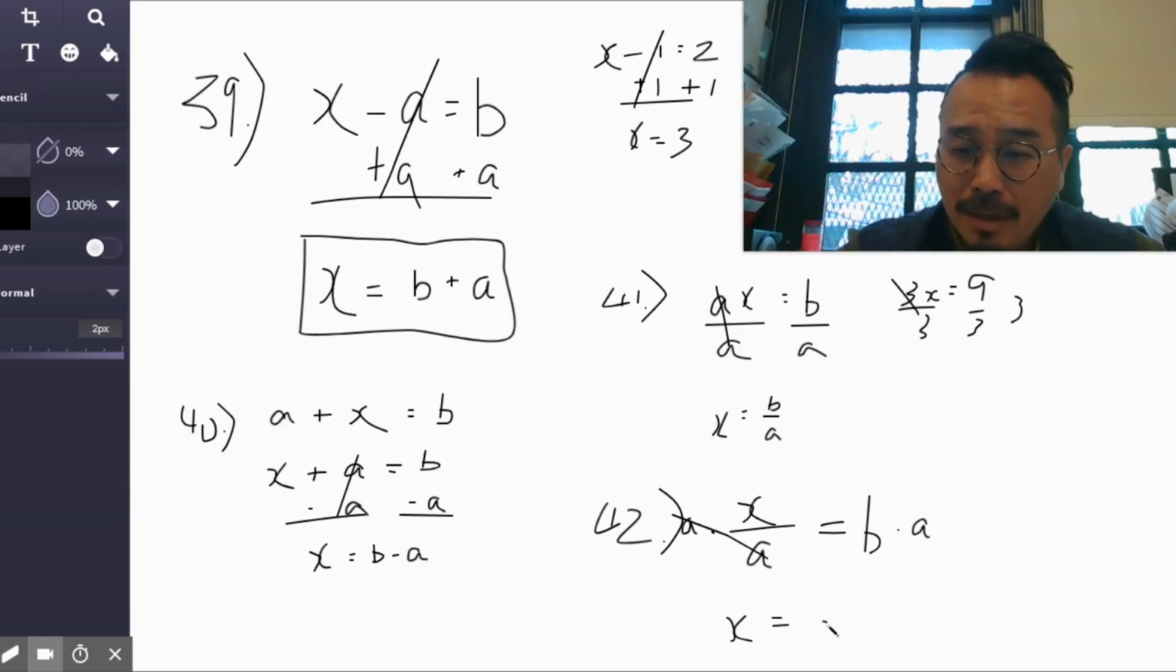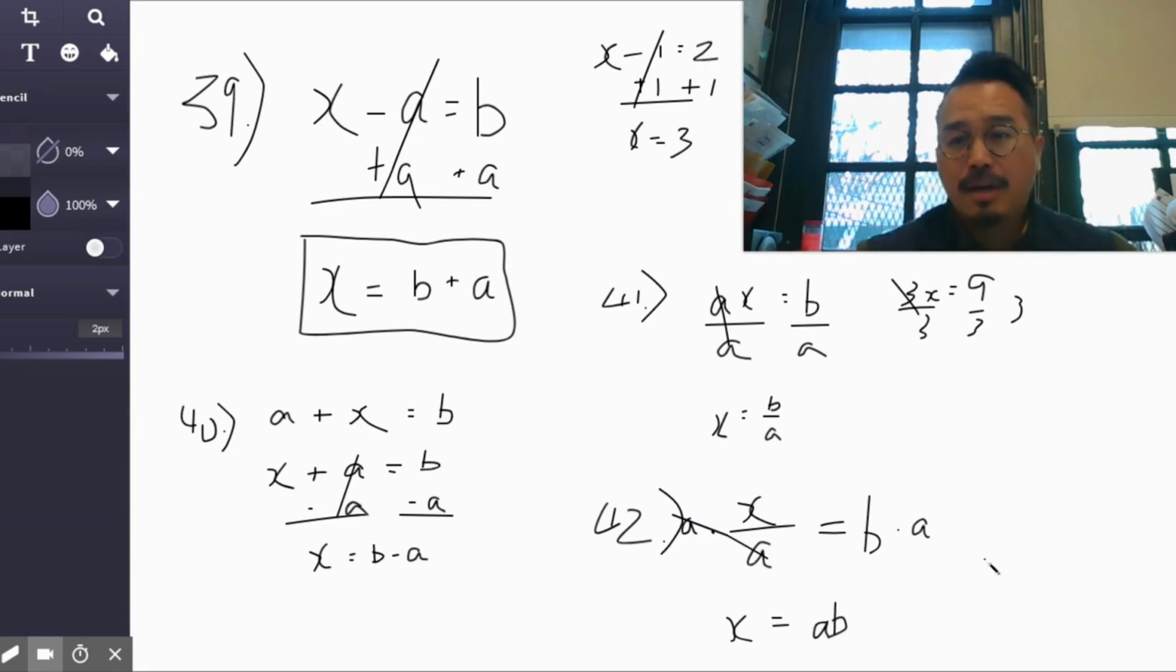Or ab. That's technically more acceptable because you want it alphabetically. So if it's c times b times a, that's just abc. So that's it. All right, we finished these 4.